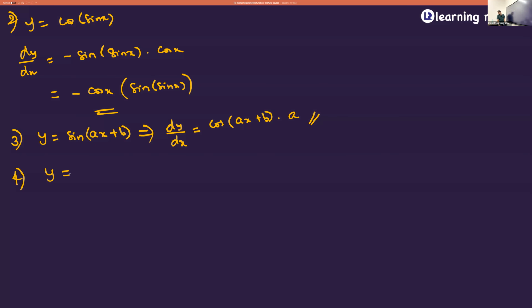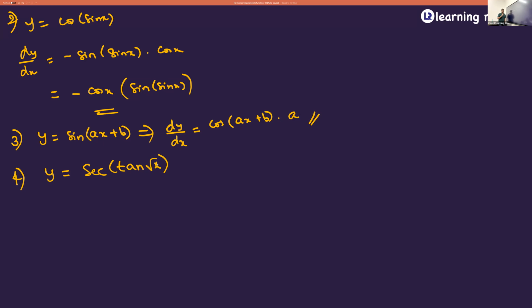Fourth one, what is the question? Y is equal to secant of tan of root x. So this is a combination of how many functions? Secant is 1, tan is 2, and root x is 3. Yes, so it's a combination. Had it been secant of tan x, then it would have been a combination of 2 functions. So here it is a combination of 3.